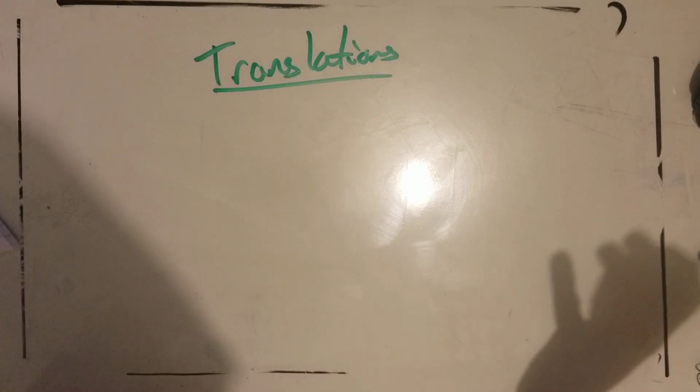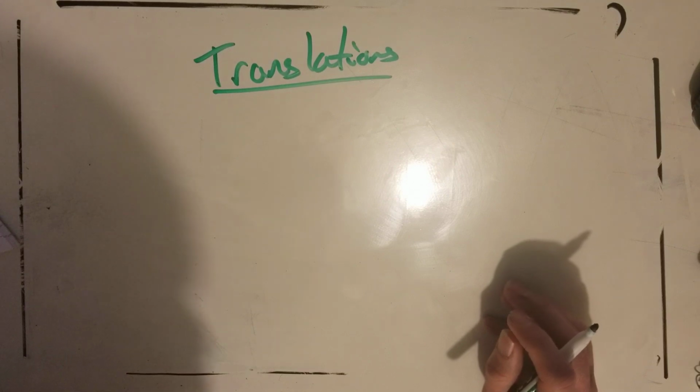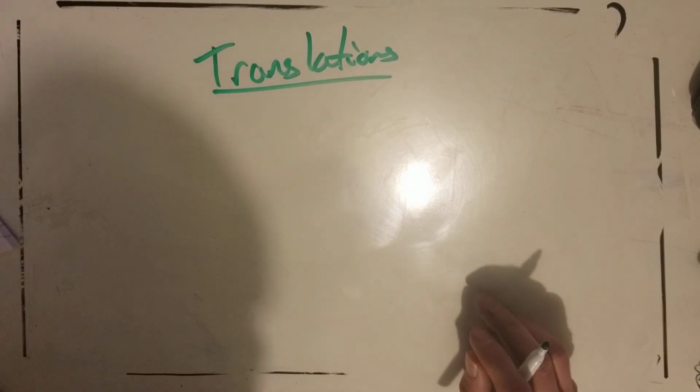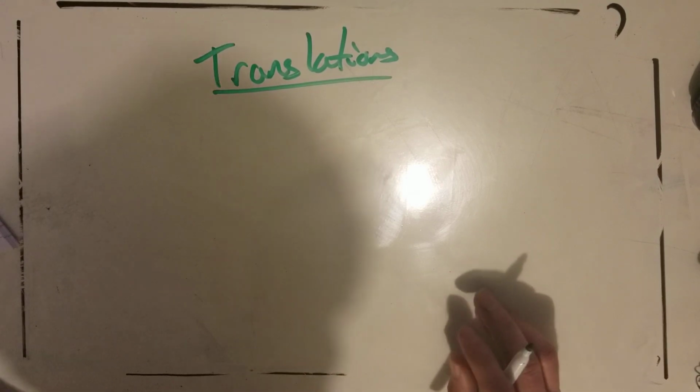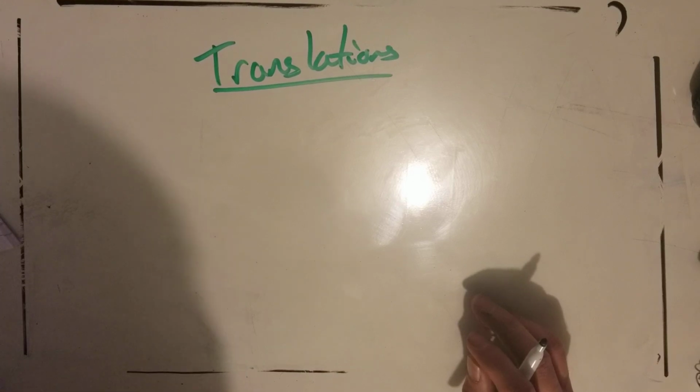So now we can use vectors. We talked about vectors. We call this a translation vector, and there are a couple of requirements. Each segment joining a point to the image, so the pre-image to the image, has the same length as the vector, and each segment is parallel to the vector.